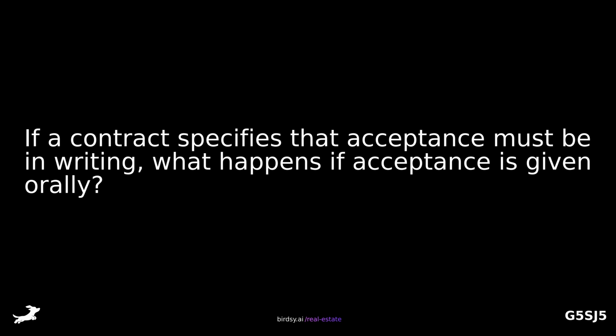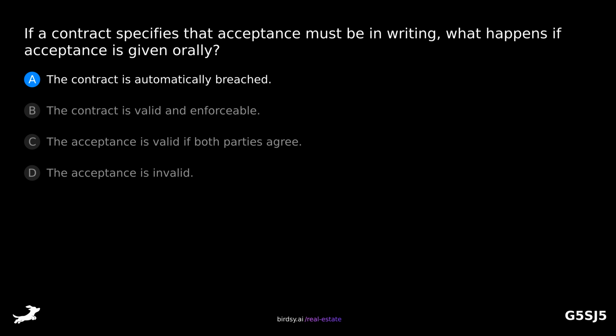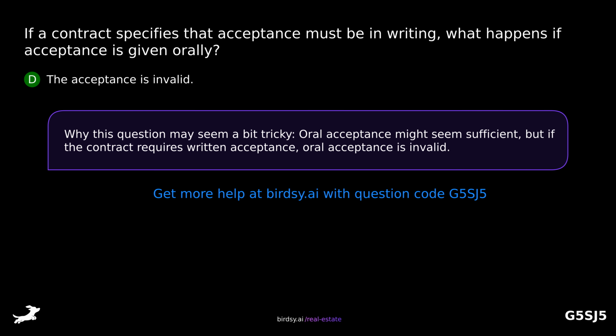If a contract specifies that acceptance must be in writing, what happens if acceptance is given orally? Is it A, the contract is automatically breached? B, the contract is valid and enforceable? C, the acceptance is valid if both parties agree? Or D, the acceptance is invalid? The answer is D, the acceptance is invalid. Why this question may seem a bit tricky. Oral acceptance might seem sufficient, but if the contract requires written acceptance, oral acceptance is invalid.